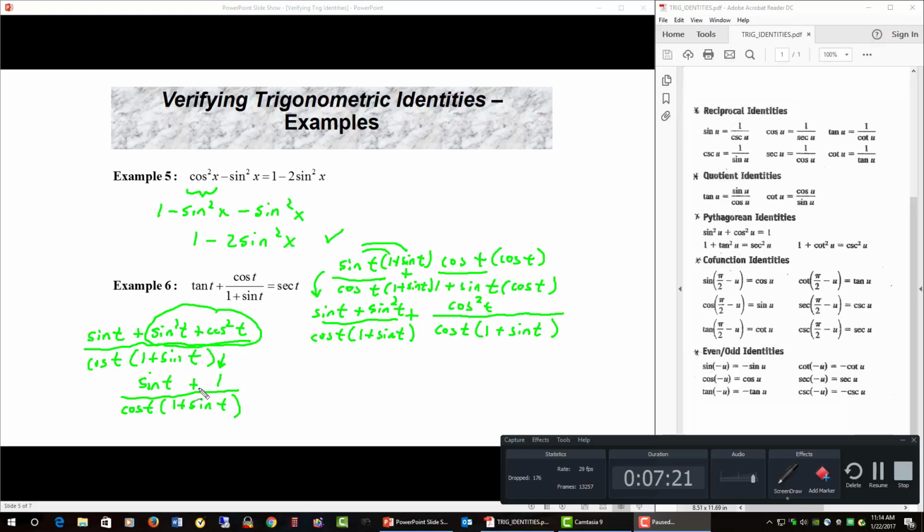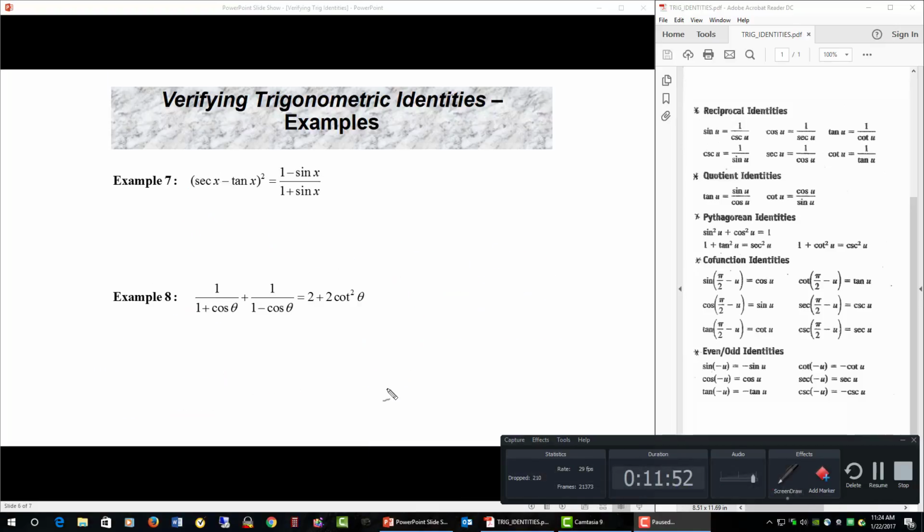And lo and behold, look, we have something in the numerator and denominator we can cancel out, and that will give us 1 over cosine t. So after going through all of that, notice we are there to verify that this indeed is the secant of t. So notice as we progress, we're getting a little more difficult.